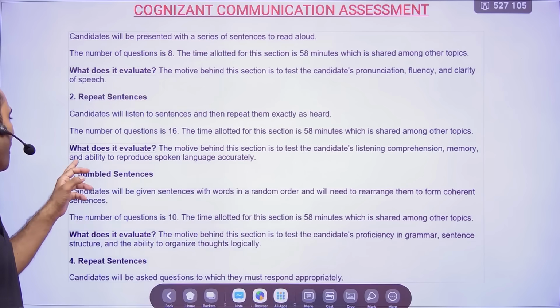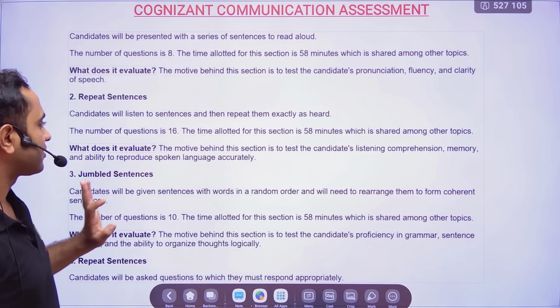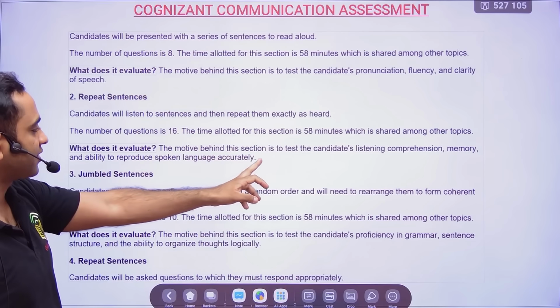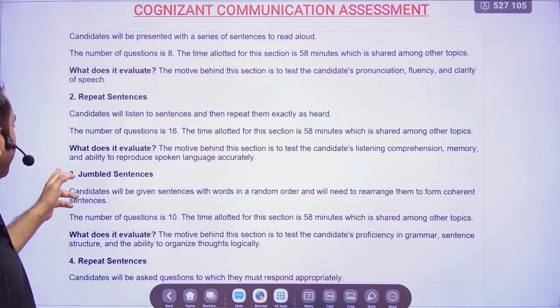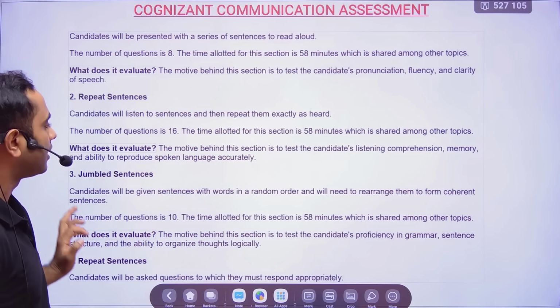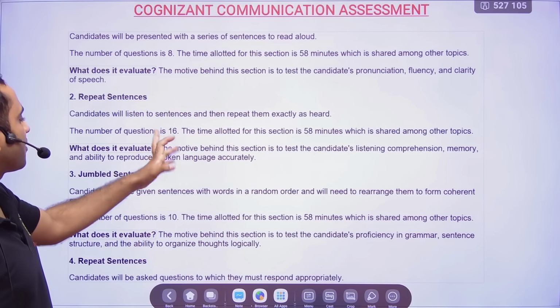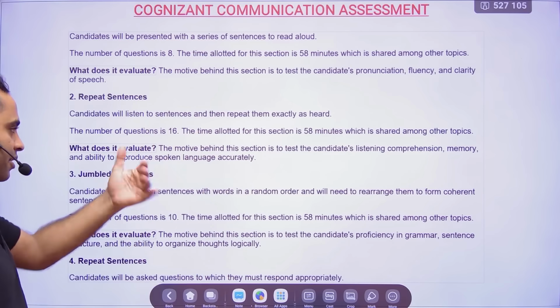Okay, so the motive behind this section is to test the candidate's listening comprehension, memory, and ability to reproduce spoken language accurately. The number of questions is 16. The time allotted is again 58 minutes, shared among other topics.